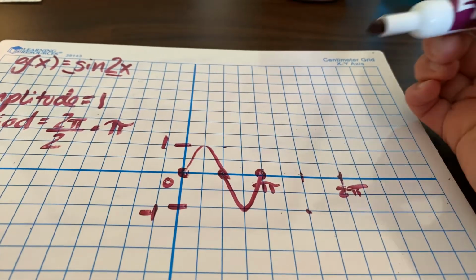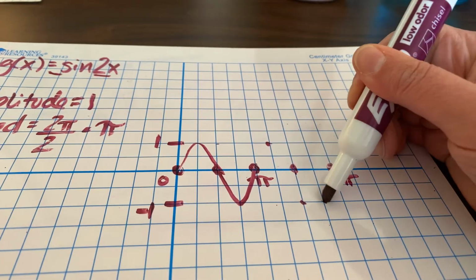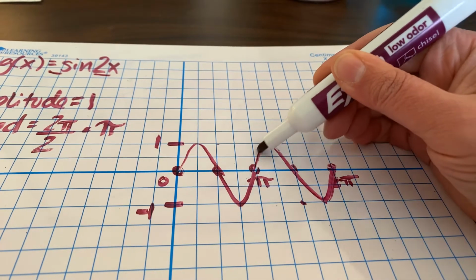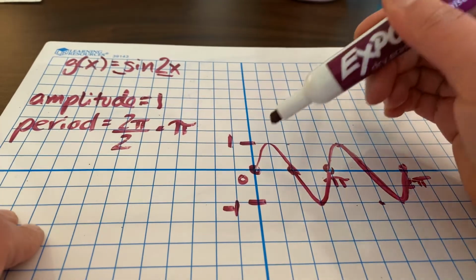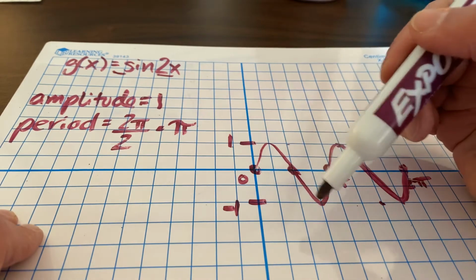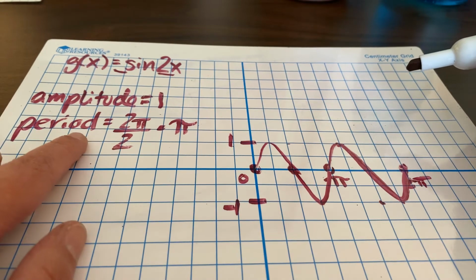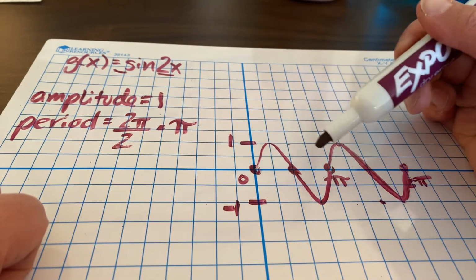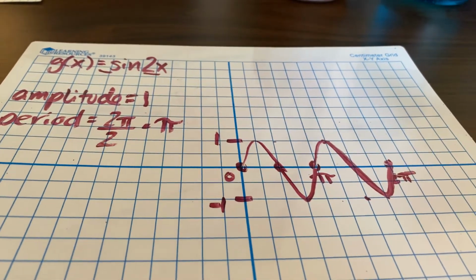So we have one full cycle by the time we get to pi, and we can do another cycle here between pi and 2 pi. And so we very carefully connect the dots and graph. But the important thing is amplitude is 1, so it goes up to 1, goes down to -1. It hasn't been shifted horizontally or vertically, right? And the period is pi. So we have one full cycle between 0 and pi. Okay, not too bad. Let's try something a little more complicated.